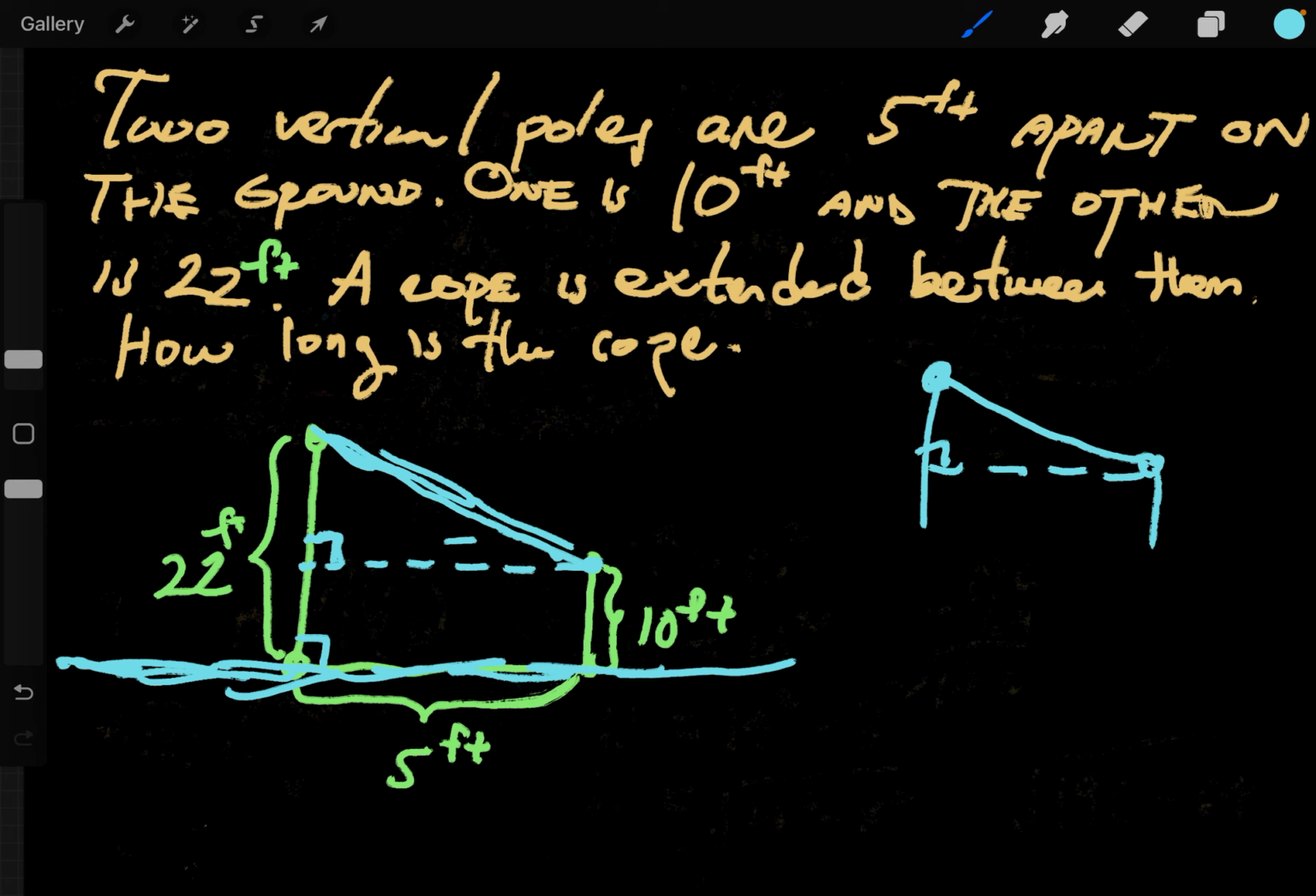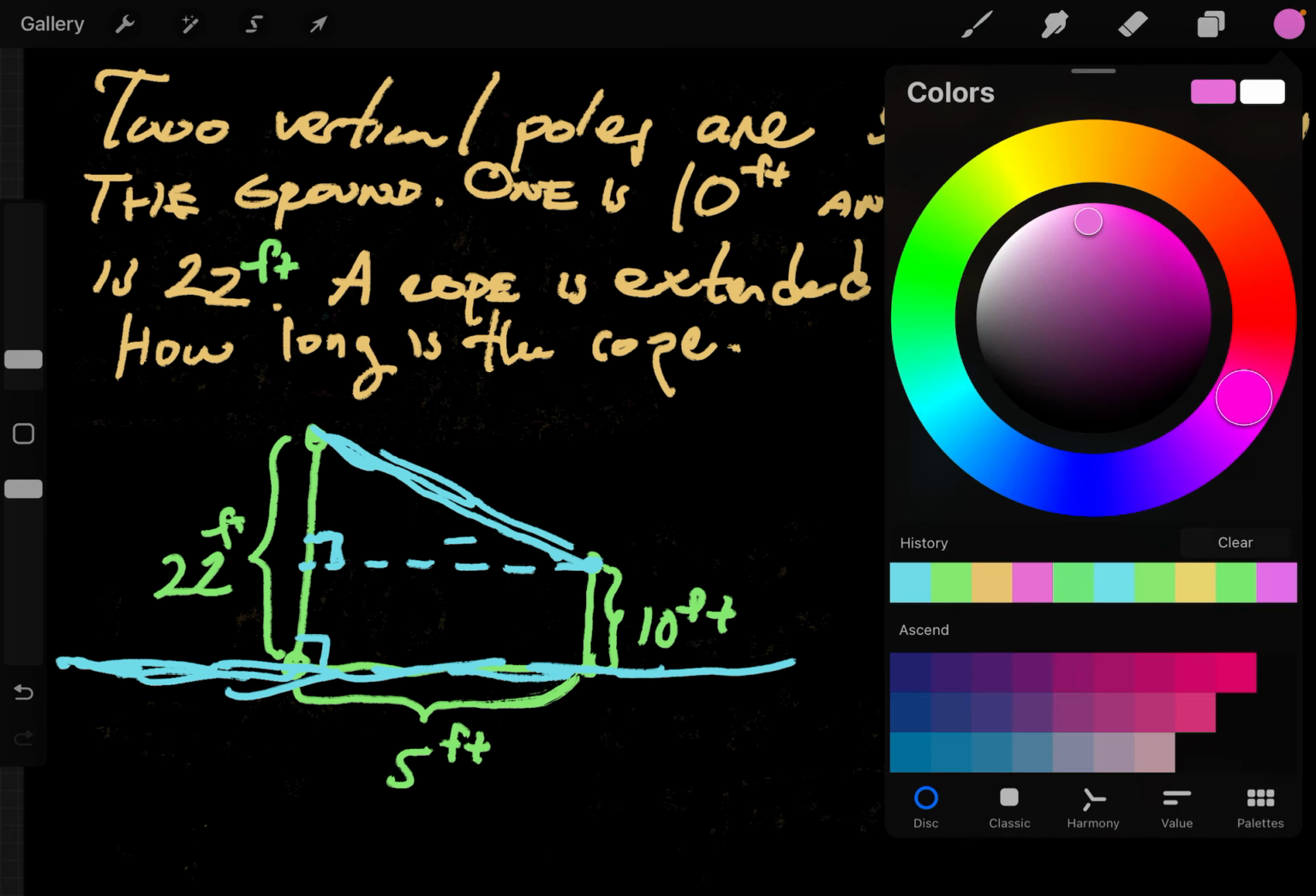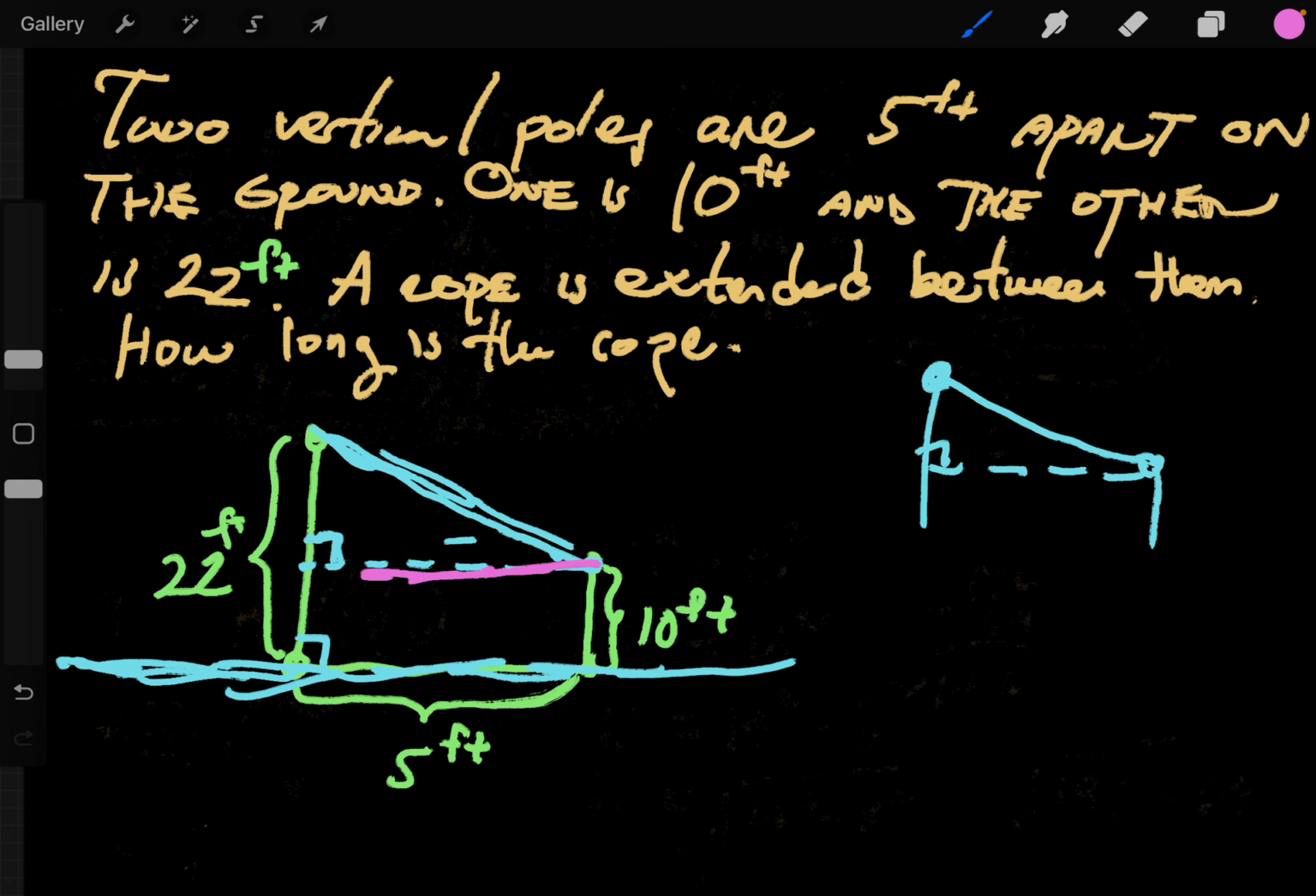Now, in this right triangle, let's look at the right triangle that's going to be of relevance to us. This is the right triangle that's going to enable us to solve for the rope length, this length right here. Okay, this length is 5 feet. And then if you see, this is 10. So then that forces what remaining length is here.